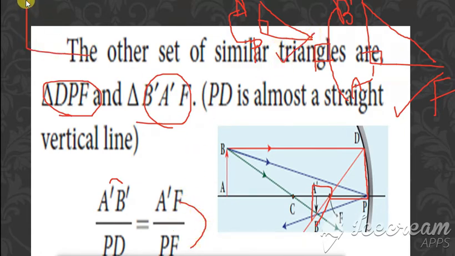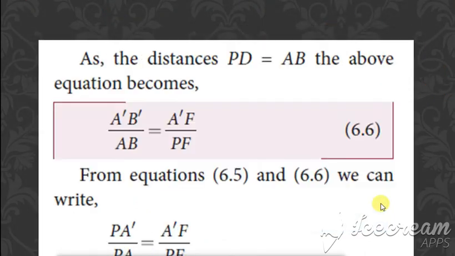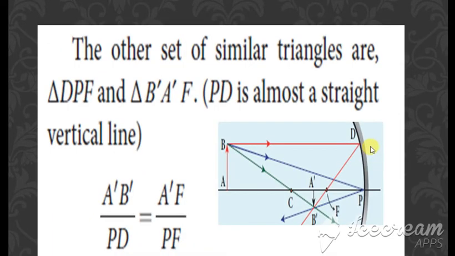First, I am going to draw this triangle separately, so that it will be easy to write with. Comparing this with the earlier equation which we have got, we get PD is equal to AB. Comparing the distances, PD is equal to AB because both are the same distance. With this and the first equation, when you compare, this is PD and this is AB.